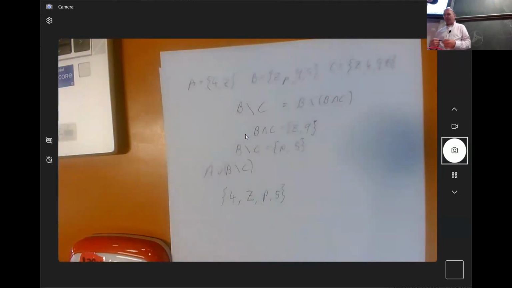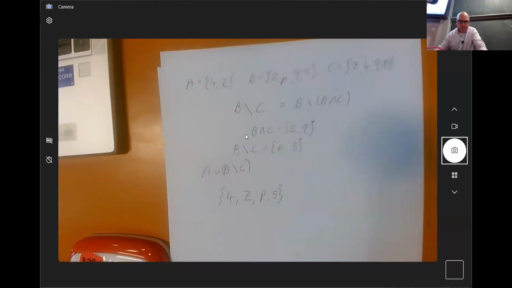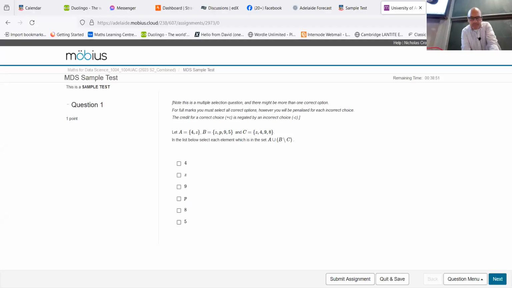So we can definitely do that. Okay. So we said 4, Z, 9, and 5. Not 9, P. One of those things where you've got to be careful about your handwriting, especially when you're inclined to make your letters look like numbers.